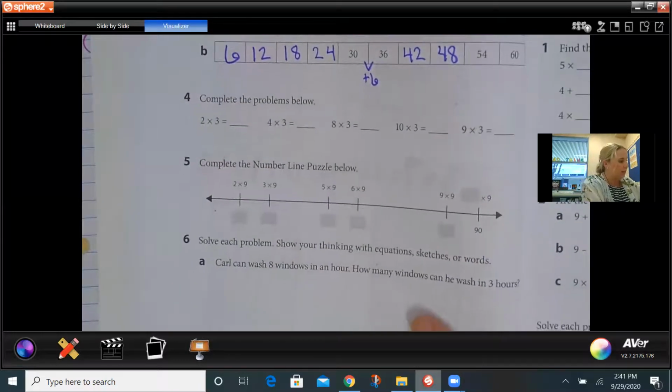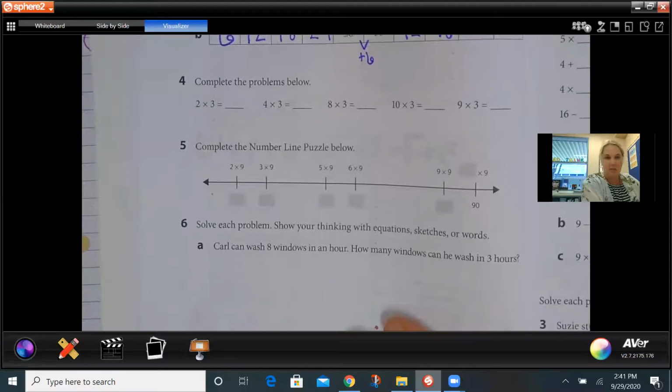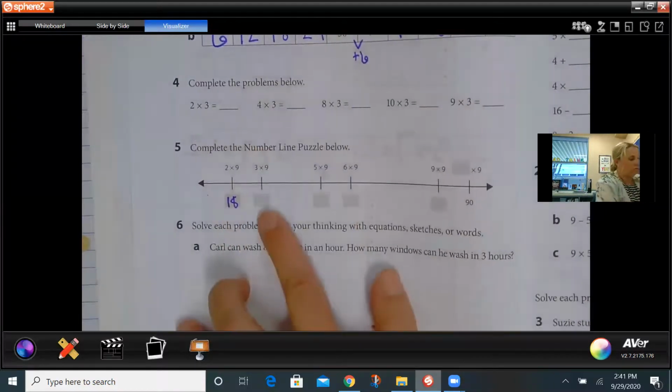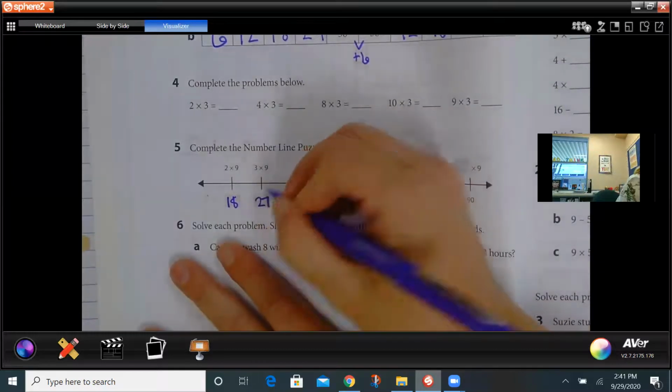All right, number line below, I think we can do together though. So 2 groups of 9, 18. 3 groups of 9 would just be 1 more group of 9. If I add 9 and make 1 more group of 9, we get 27.